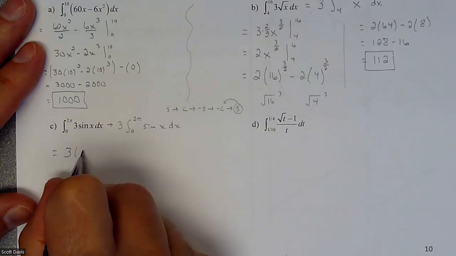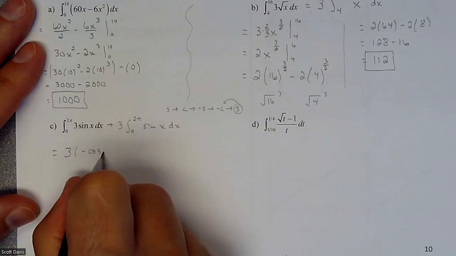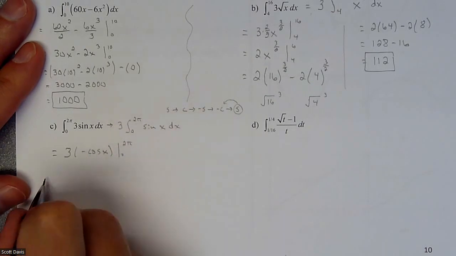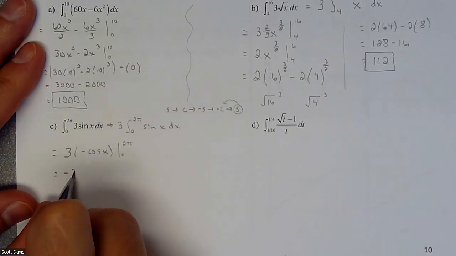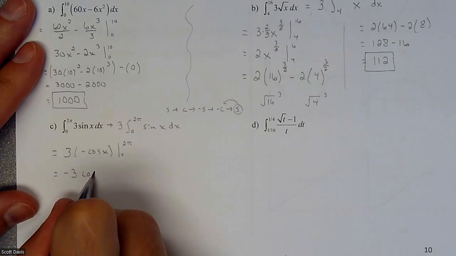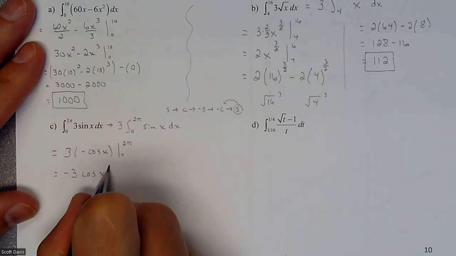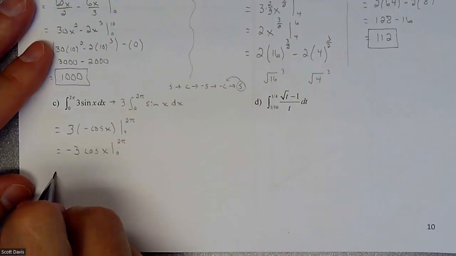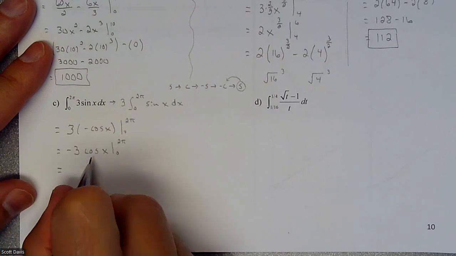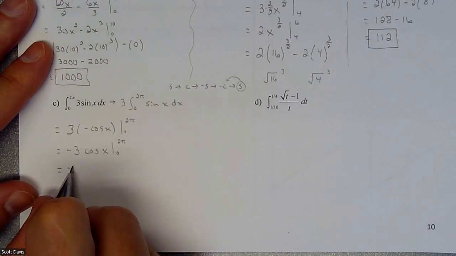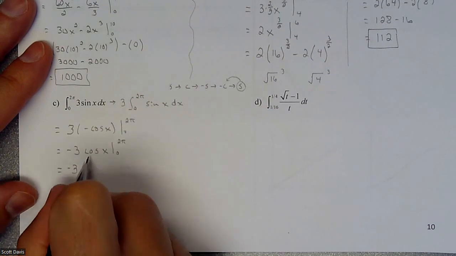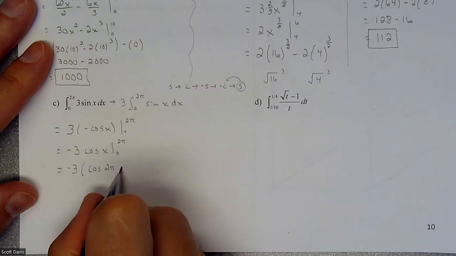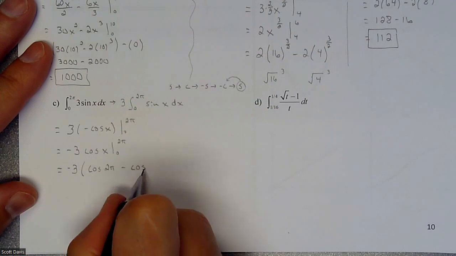So that 3 is going to be multiplied by negative cosine x, and we're going to go from 0 to 2 pi. So if I kind of rewrite this, I'm looking at a negative 3 cosine x from 0 to 2 pi. All right, so if I plug this stuff in, I can actually leave that 3 out and do cosine of 2 pi minus cosine of 0.